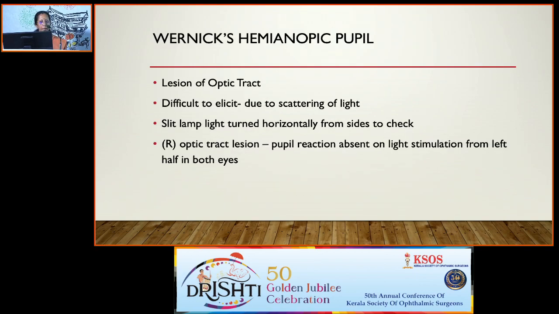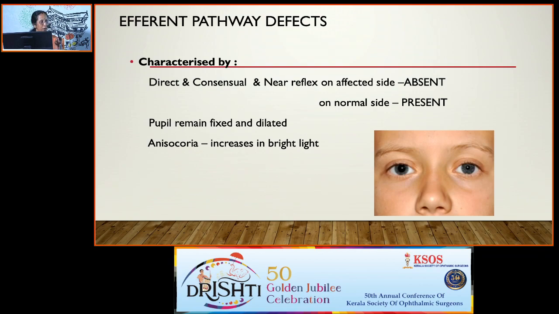Wernicke's hemianopic pupil is due to lesions in the optic tract. In a right optic tract lesion, the pupil reaction will be absent when there is light stimulation from the left half in both eyes, because of the crossing nasal fibers and the ipsilateral temporal fibers.